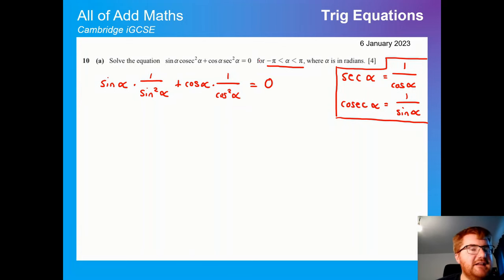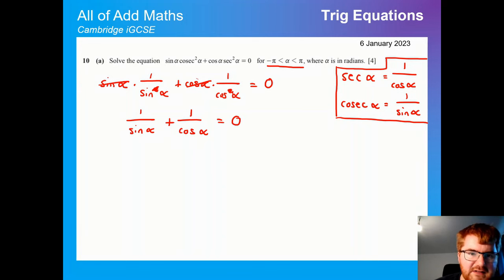Now the reason you can do this and it's helpful is that we can cancel through a sine alpha. We cancel here, and then we can take out 1 from here, and we can do the same over here. So remember, a cos alpha cancels with a cos alpha in the denominator. That's going to leave us then with 1 over sine alpha plus 1 over cosine alpha is equal to 0.